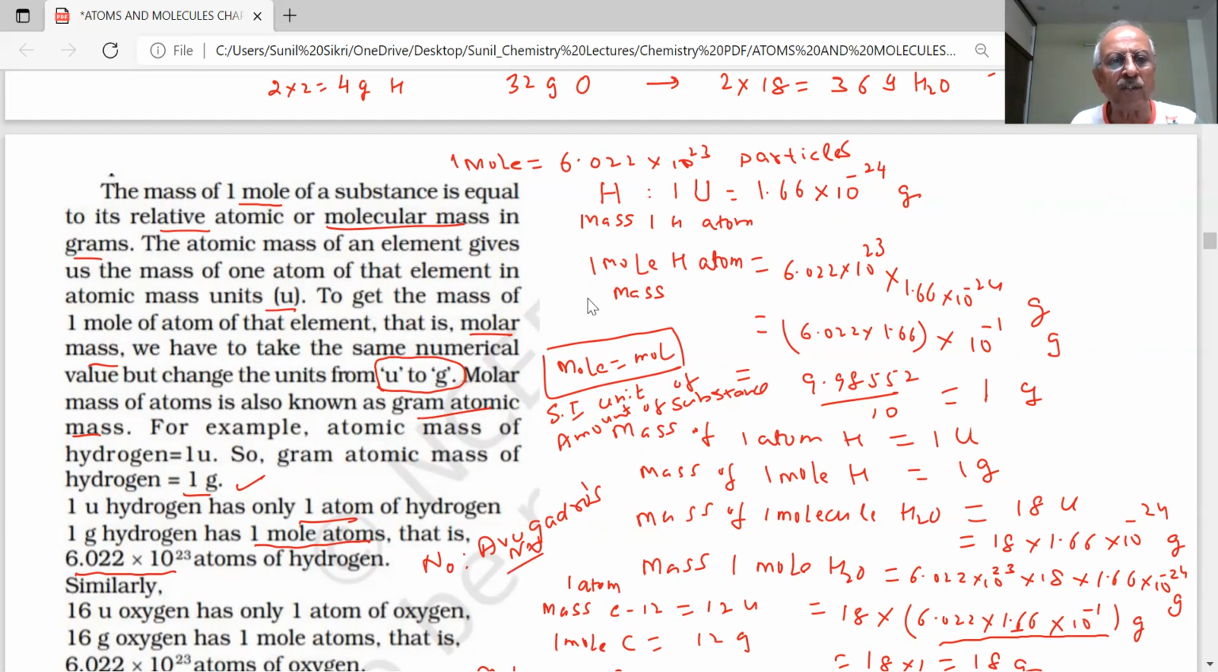So 16 U means 1 atom of oxygen, and 16 gram of oxygen means 1 mole of oxygen. 1 mole will have how many particles of oxygen? 6.022 times 10 to the power 23 atoms of oxygen.